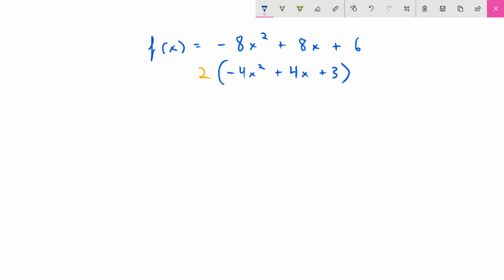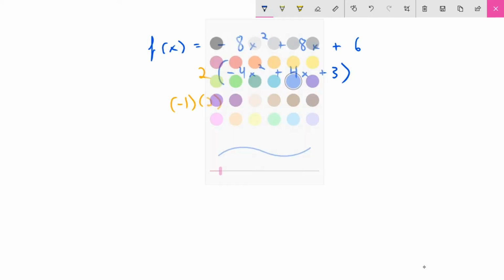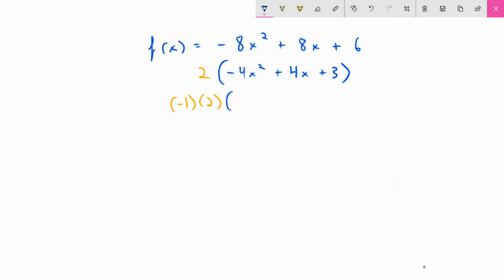What's the next thing we check for, though? We check to see if A is negative. In this case, it is negative. I do not want the negative there, so I'm going to pull out the negative 1. So now on the outside, I've got negative 1, and I have that 2. And then on the inside of my parentheses, the negative 1 changes all the signs. So instead of negative 4x squared, I have positive 4x squared. Instead of positive 4x, I've got negative 4x. And instead of positive 3, I have negative 3. All right, let's simplify a little bit more, because instead of having negative 1 and 2 on the outside, we can just multiply these two numbers together, and that would equal negative 2. All right, there we go.